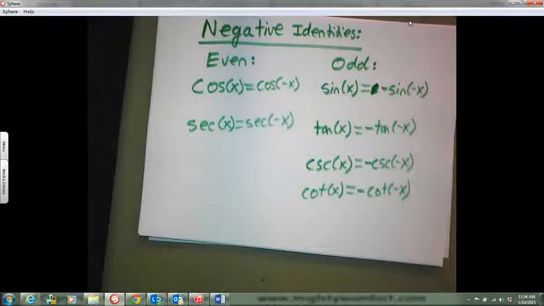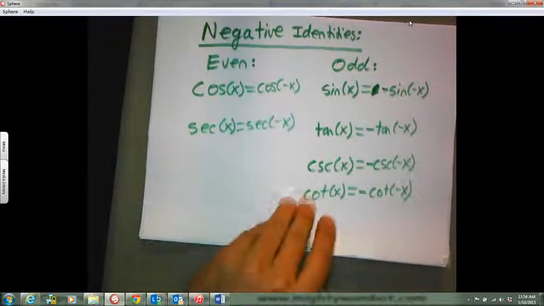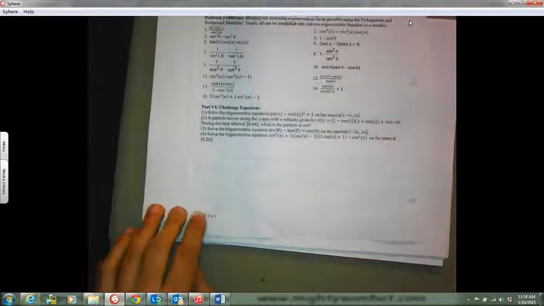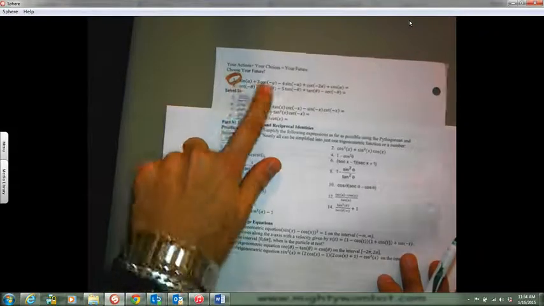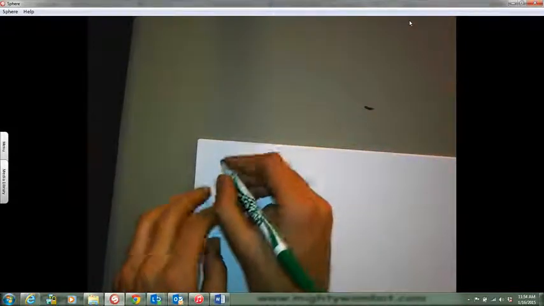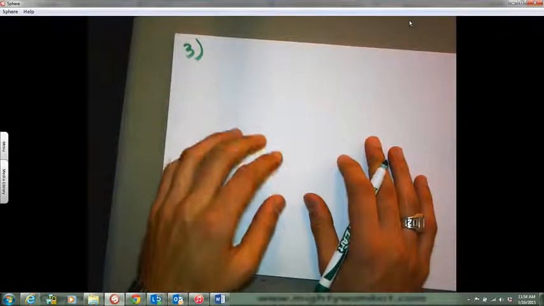How do we use this? Let's do some example problems. The first problem I want to do is on page 2, problem number 3. Page 2, problem 3. So problem 3 reads, part 4, top of the page.